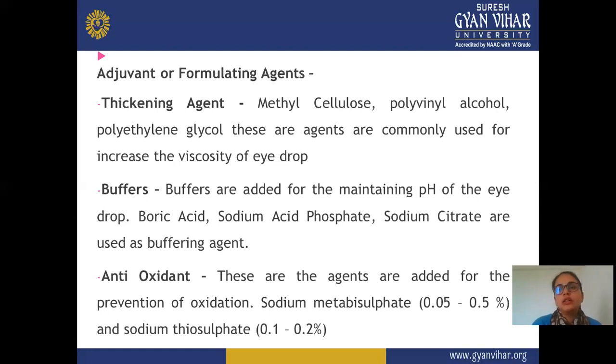So for prevention of oxidation, we are using different excipients, and there are two examples. The concentration of these antioxidants is very small, only a very little amount is used. Mainly we use sodium metabisulfite at 0.05 to 0.5%, and sodium thiosulfate at only 0.1 to 0.2%. These are the antioxidants which help to prevent oxidation or degradation of your formulation due to the presence of oxygen.